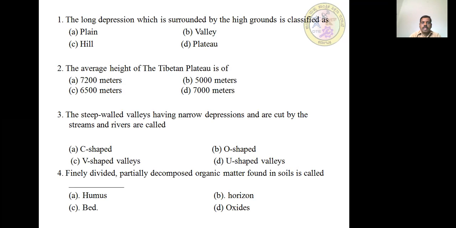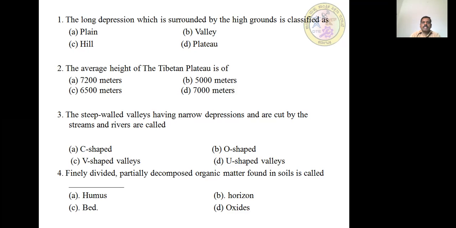First one is the long depression which is surrounded by the high grounds is classified as plain, valley, hill, and plateau. Second question, the average height of the Tibetan plateau is 7,200 meter, 5,000 meter, 6,500 meter, 7,500 meter, 7,000 meters.